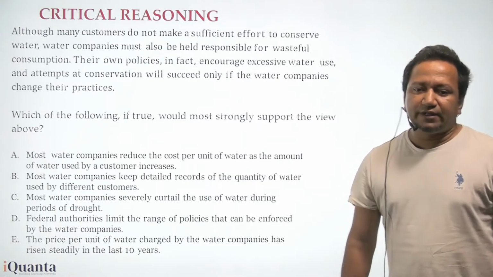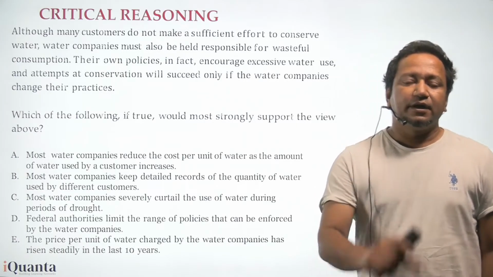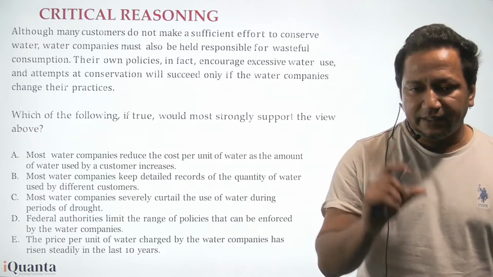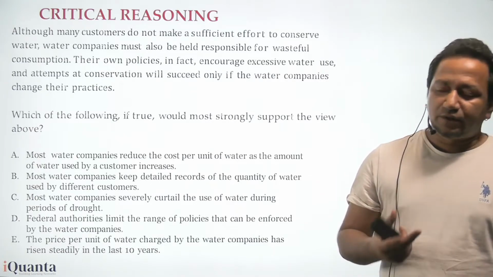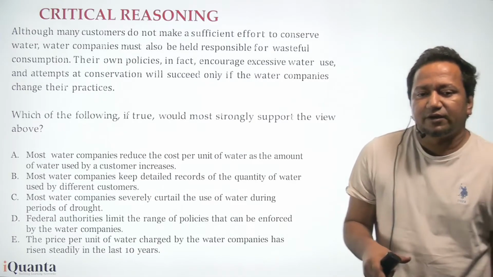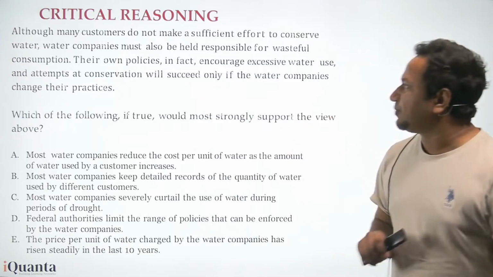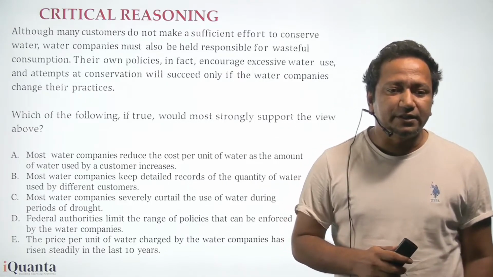Now I will discuss one question from critical reasoning. In critical reasoning questions, there will be one paragraph, and after that you will have to find the option which can support the argument or it can weaken the argument. In this question, it is about supporting the argument. So let us read the question first.